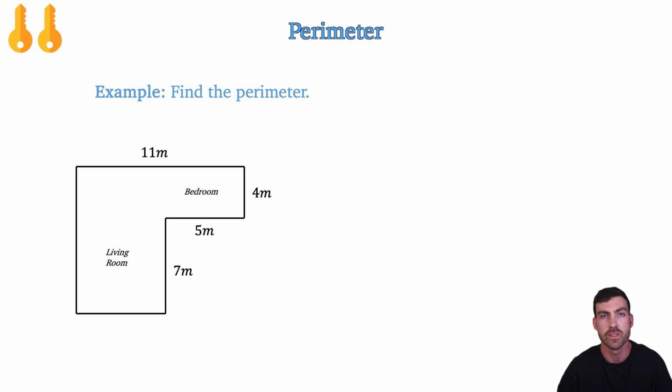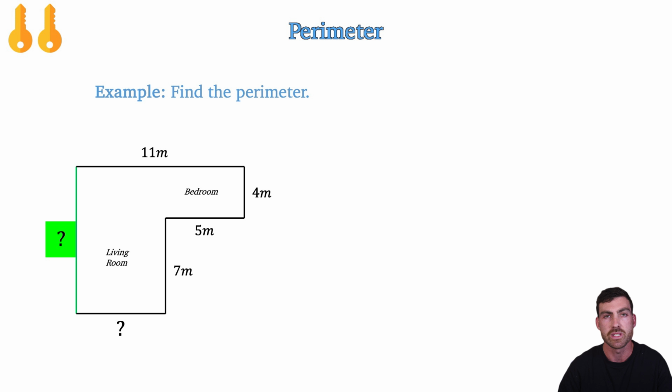If we're asked to find the perimeter of these two rooms combined, that means we need to add up all the lengths around the outside of the shape. But straight away, we notice there are two missing side lengths. So our first step is to find those missing sides before adding everything up. To do that, we'll use both the information we're given and what we know about properties of rectangles.